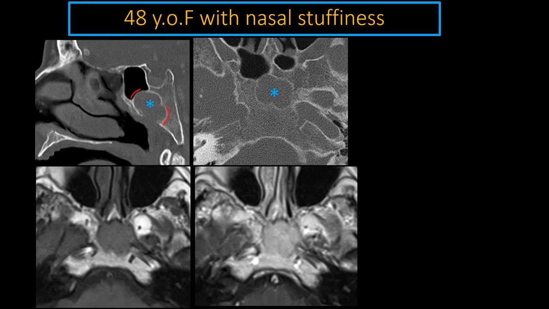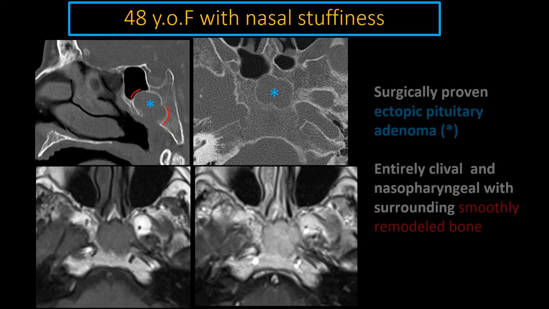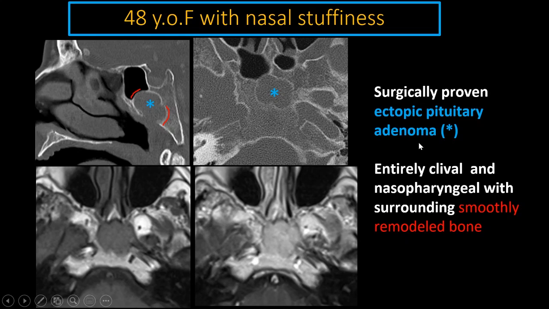Here is another patient with nasal stuffiness, and note that we have a mass with relatively sclerotic borders centered within the basisphenoid. But note that on the contrast-enhanced MRI, the lesion enhances and does not follow fat signal. So this cannot represent arrested pneumatization. And this is an example of a surgically proven ectopic pituitary adenoma. This lesion was entirely intraclival with surrounding smooth bony remodeling, and no clear connection was seen between this lesion and the sella turcica.